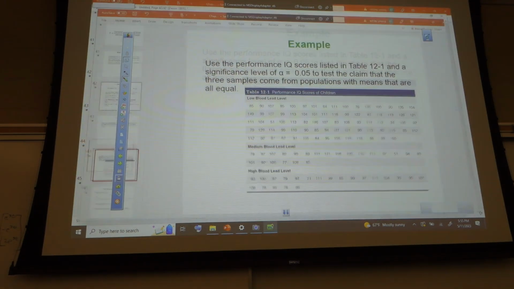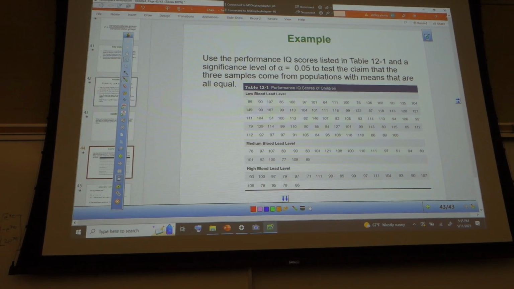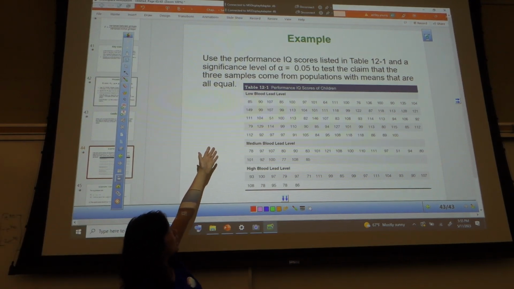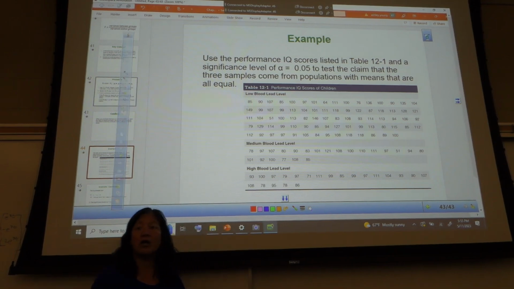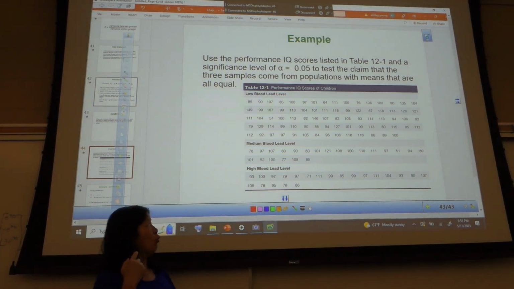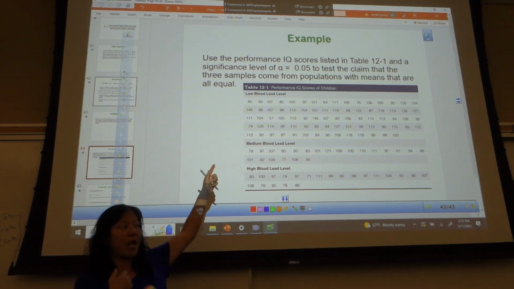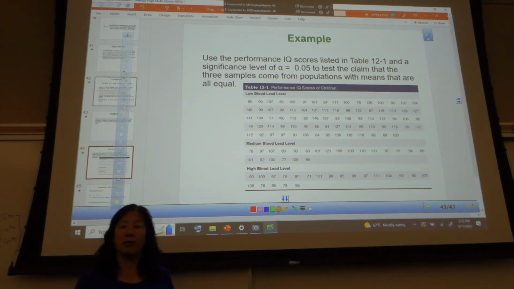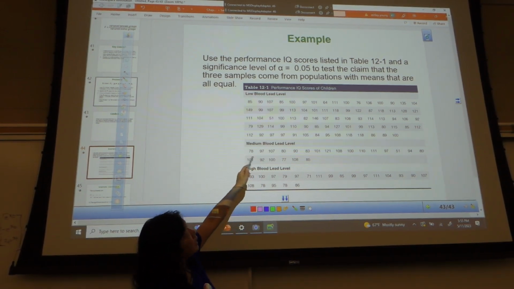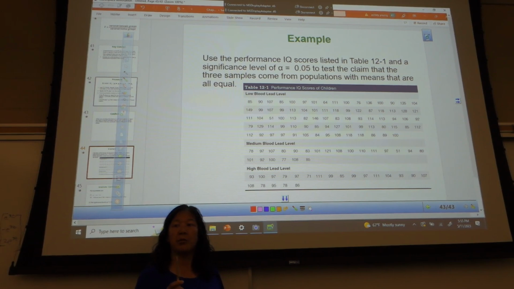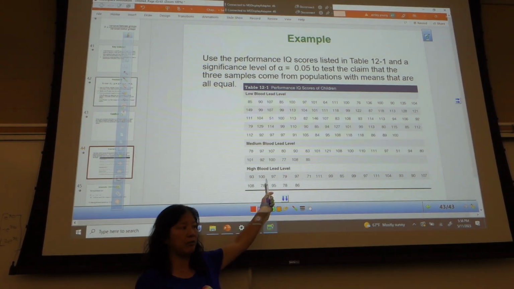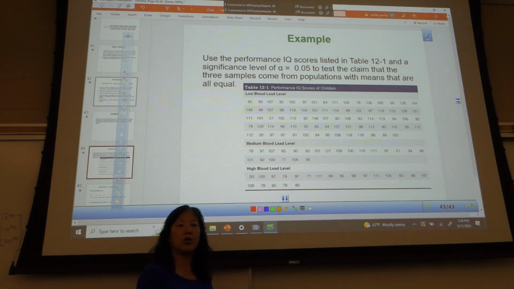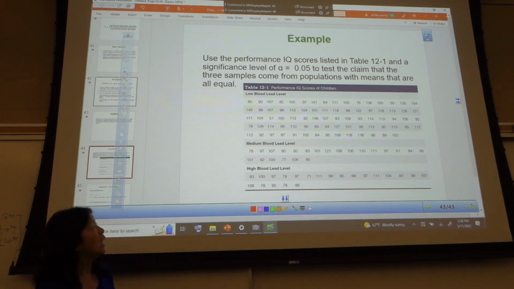So here's an example. I have 3 groups: low blood level, medium blood level, high blood level. Now I know 2 things about each person. I know what group they're in, that's a category, and I also know a number about them, their IQ scores. So I know one categorical variable and one numerical variable. Everybody good with this? Okay, good.